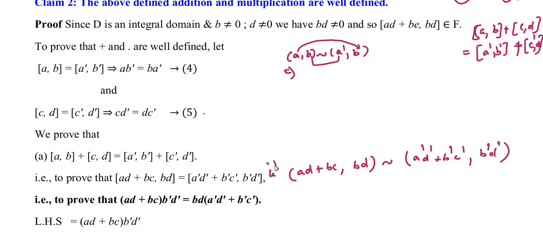So this is what we need to prove: that the elements are related. To prove that the elements are related means this into this must be equal to this into this. So AD plus BC, which we have written here, into B prime D prime should be equal to BD into A prime D prime plus B prime C prime. This is what we need to prove ultimately.